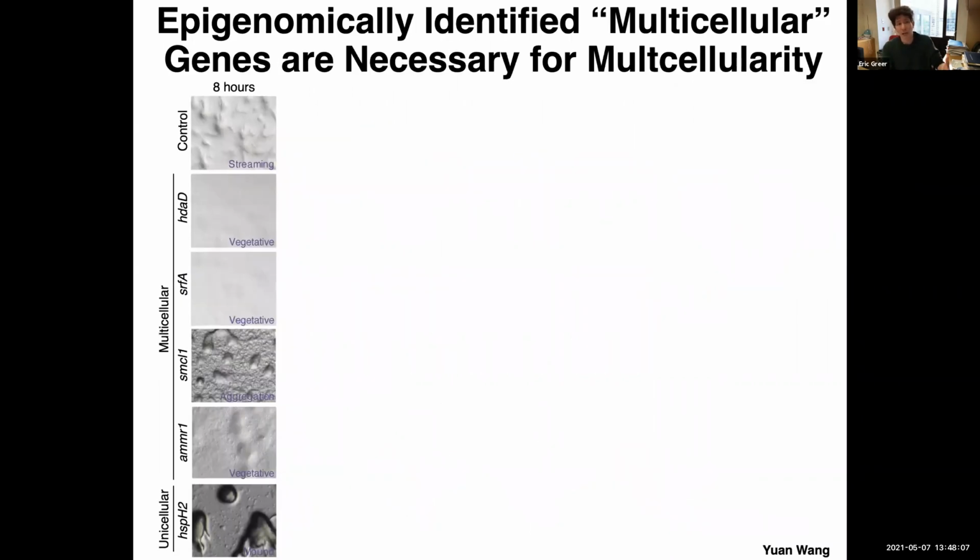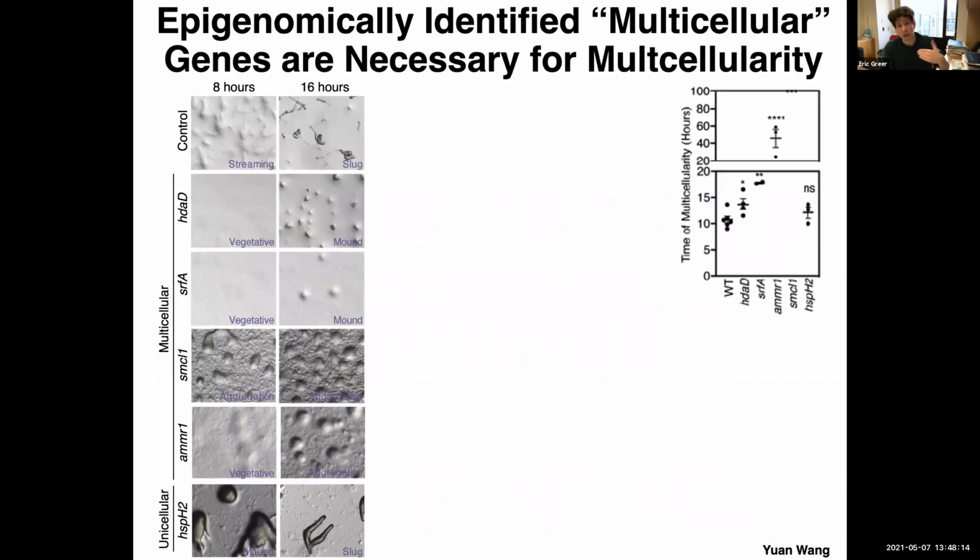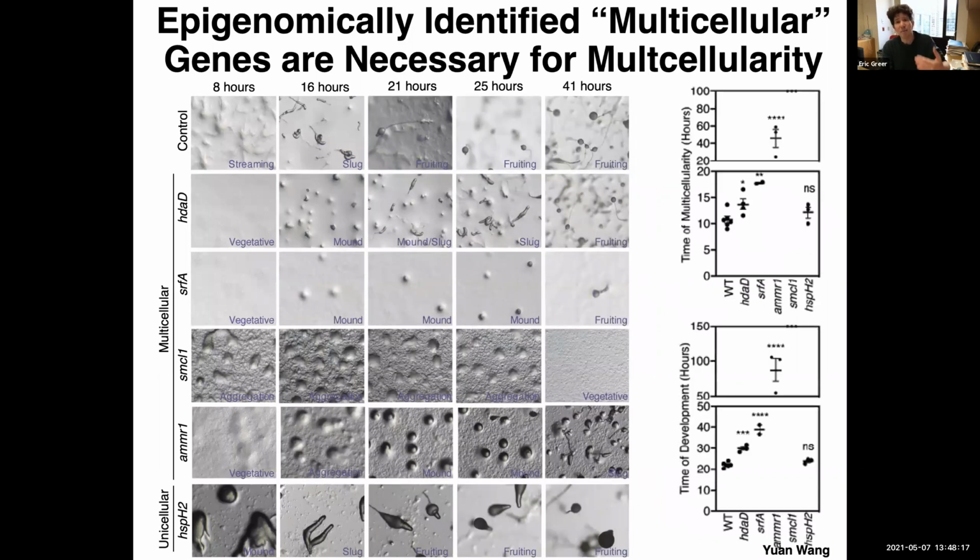And what he found was that when he knocked out 3 of these additional multicellular genes, in addition to SRFA, each of them slowed the timing, or in the case of SMCL, completely inhibited multicellularity from happening. Whereas when he knocked out a unicellular gene, HSPH2, this did not affect the transition time of multicellularity. So this was really exciting. We had identified genes bioinformatically based on their epigenetic signature, which we thought would be important for multicellularity. And Simon was able to test them and show by knocking them out that they were indeed necessary for multicellularity.